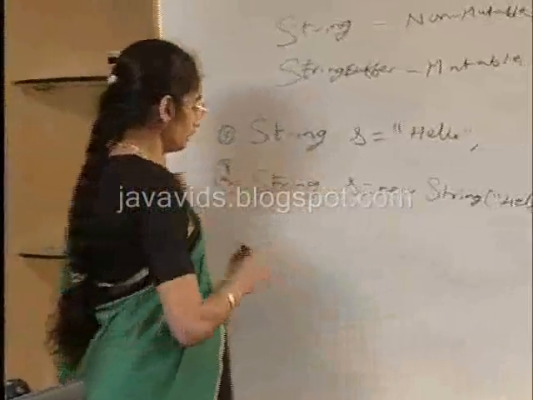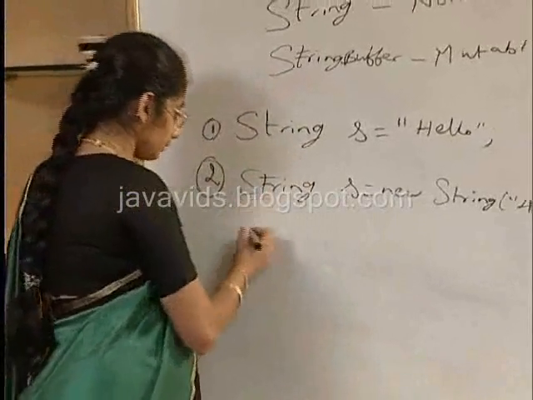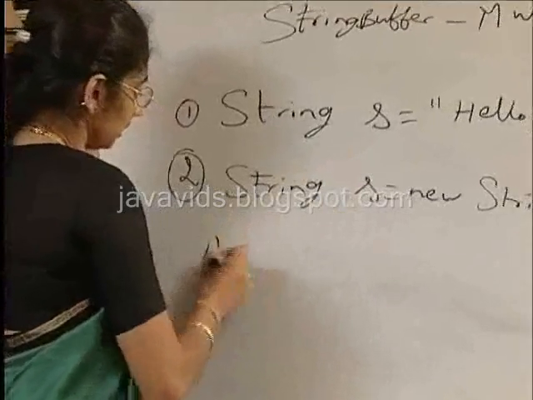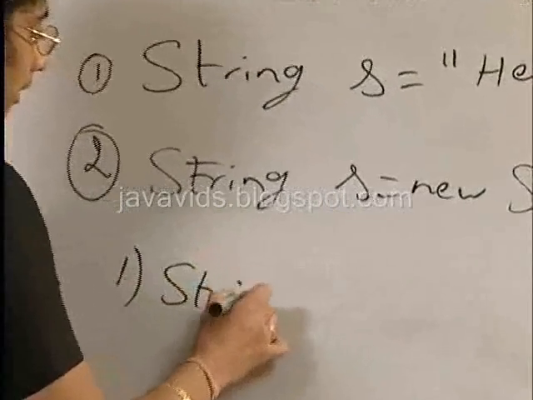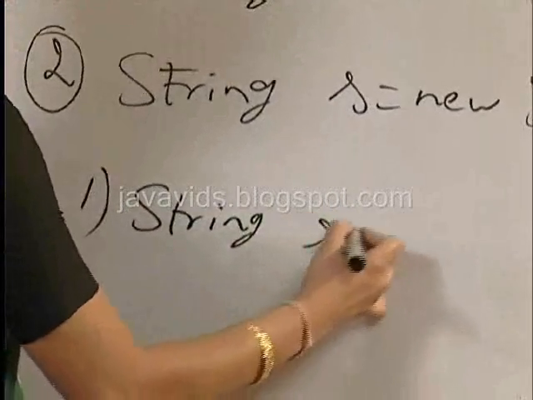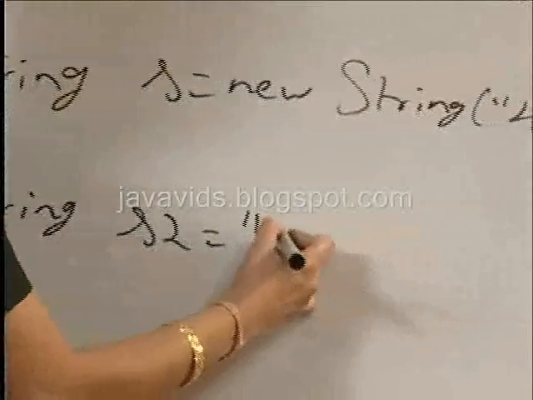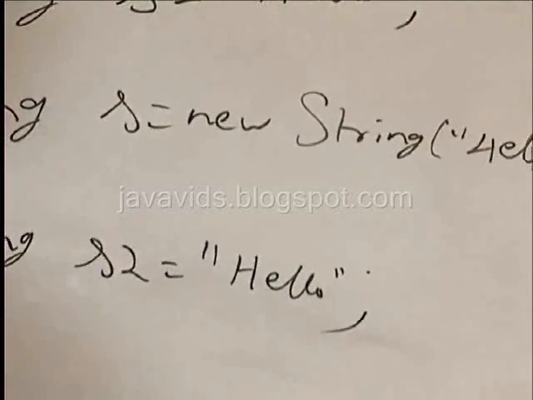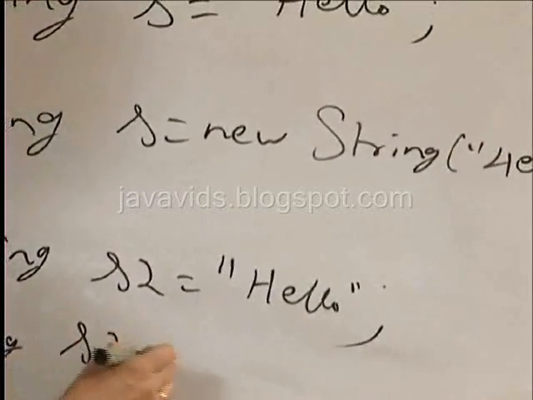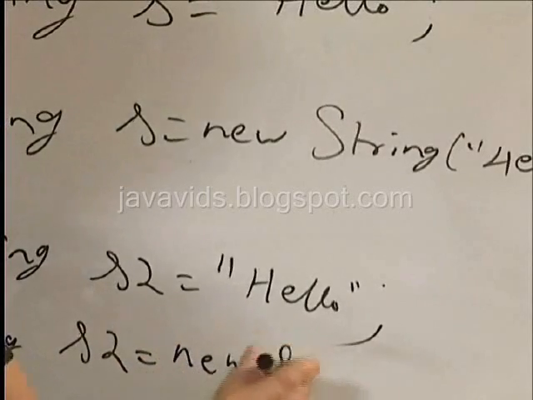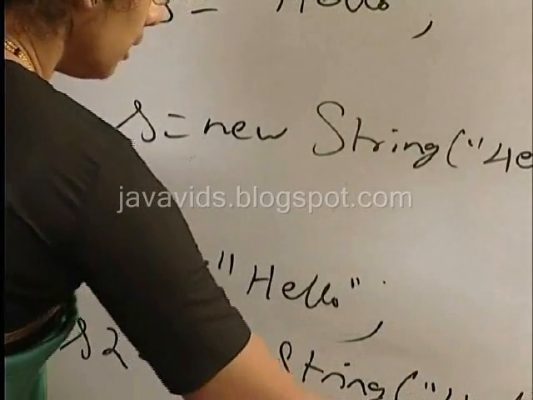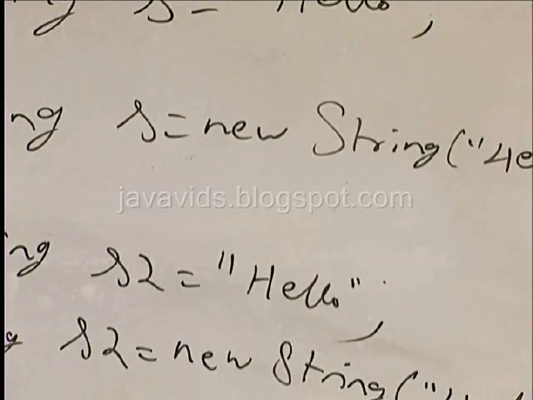Now let's assume that you want to create another string object similarly using both of these methods. Again we say String s2 is equal to hello, and String s2 is equal to new String of hello. Now the question is, what is the difference between these two methods?